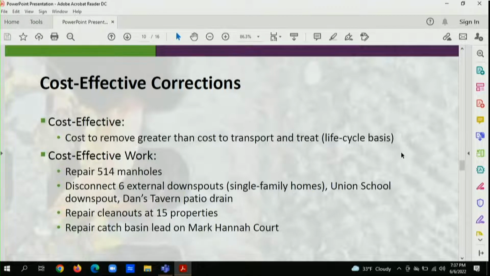So the conclusion we came to is that of the 670-some manholes, it does make sense to invest in about 514 of them. So a fair amount. That's going to be a pretty big chunk of work on your manholes. Six of the downspouts we would recommend be addressed. In particular, the two big ones were the downtown restaurant and the Union School, and then some single-family homes. There are clean-outs, these missing or broken caps, at about 15 homes. That's a pretty small fix, dollar-wise. And then there's one catch basin that showed some smoke transfer from the sanitary to the storm. It'll be more effective to rehabilitate that than to leave it the way it is.